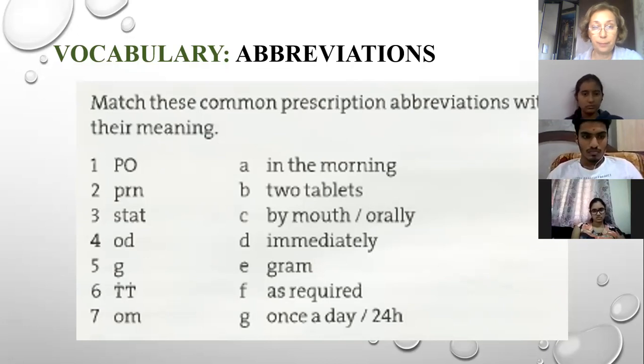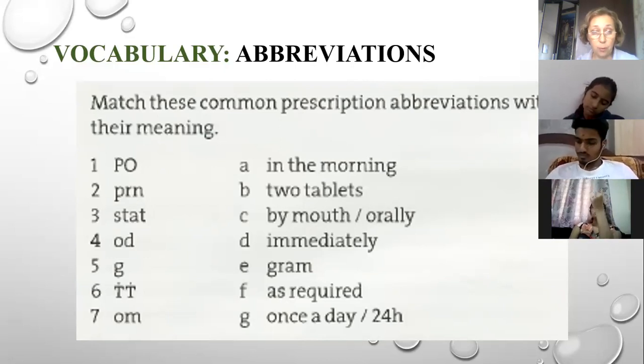Okay, so let us listen to Lahari, please. Can you tell us the meaning of each of the abbreviations here? First one, PO means by mouth or orally. The second one, PRN, means as required. Yes, and this is pro re nata, as required, okay?